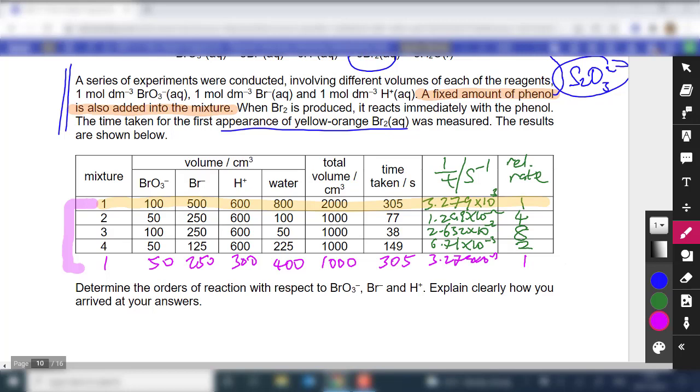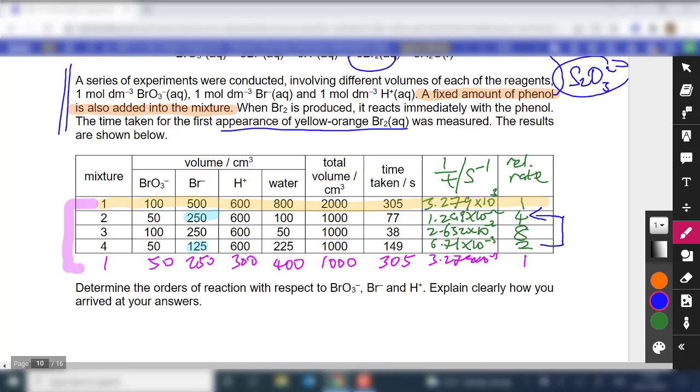From here, I think it is relatively obvious how the order of reaction will appear. So the first thing we might want to do is compare experiments 2 and 4, because for experiments 2 and 4, you notice that the H plus and bromine volumes remain the same, but the volume of bromide doubles. When the volume of bromide doubles, you notice that the relative rate doubles. So that will mean that the rate of reaction is directly proportional to the volume of bromide.